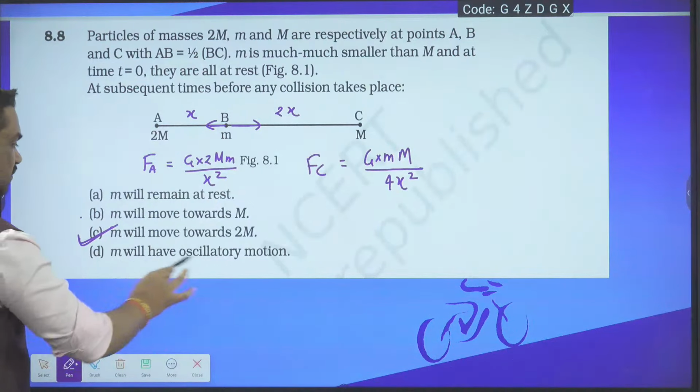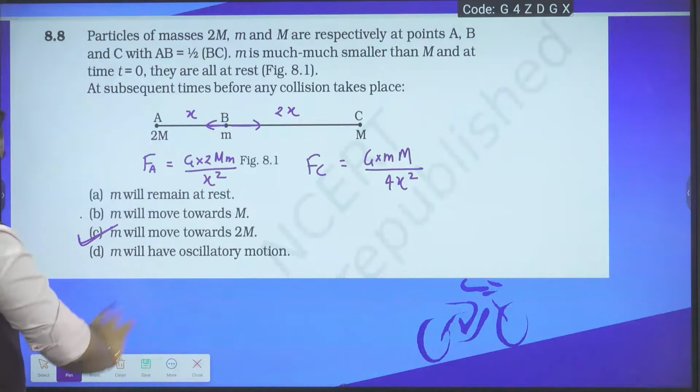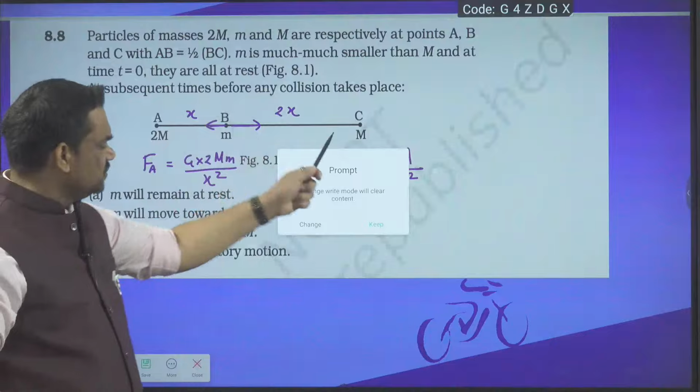So very simple question. It appears like they will say oscillatory motion, or that it will remain at rest, and then we have to think, but nothing. Just the force you have to take. Force this side, force that side.